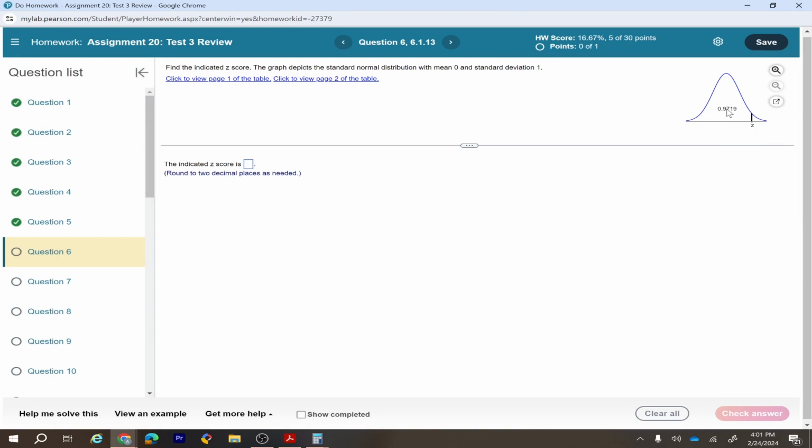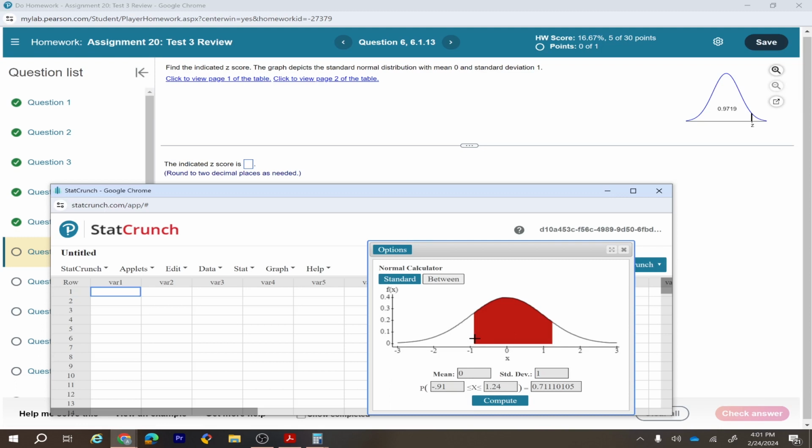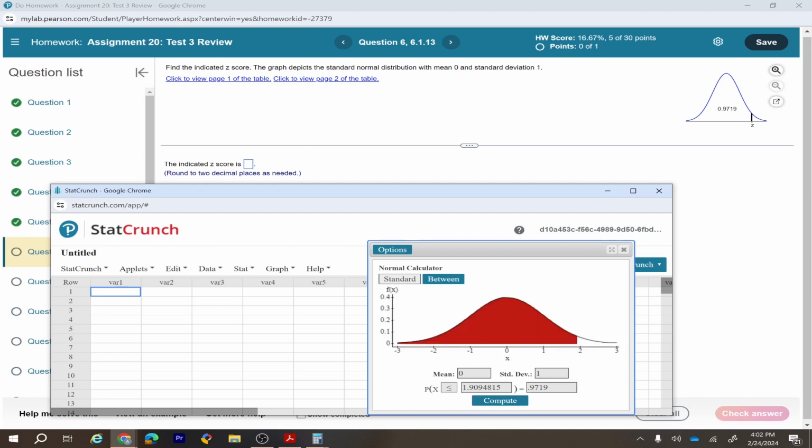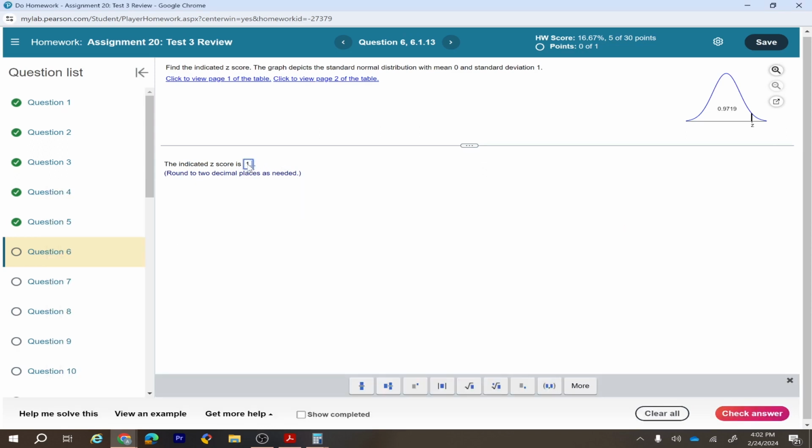Here the area under the curve to the left of this z-score is given, which is 0.9719. We are interested in finding the z-score, so we can use the same StatCrunch calculator, but this time the standard one, and the sign is less than. We don't know the value of the z-score, so this box would be empty here. On the right side, we know the area is 0.9719, and that will give us the z-score, which is 1.90. If you round it to 2 decimal places, it's 1.91.